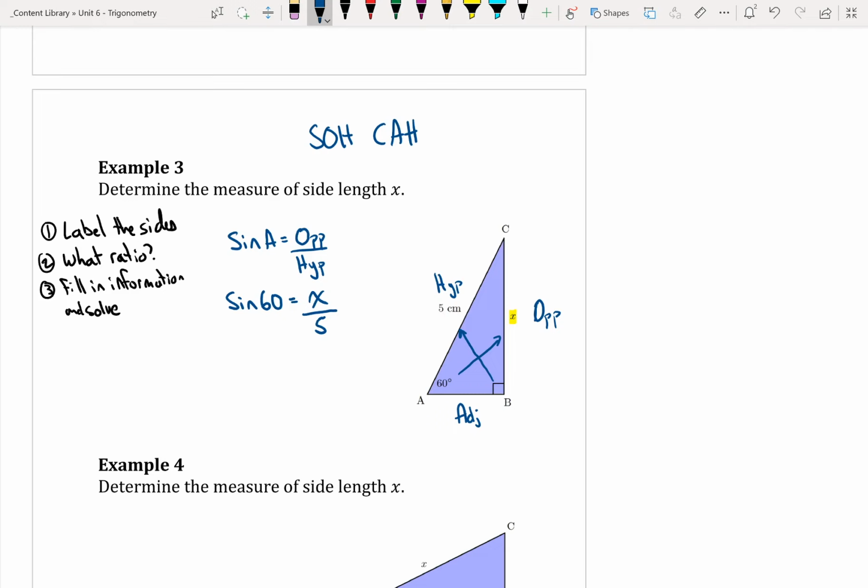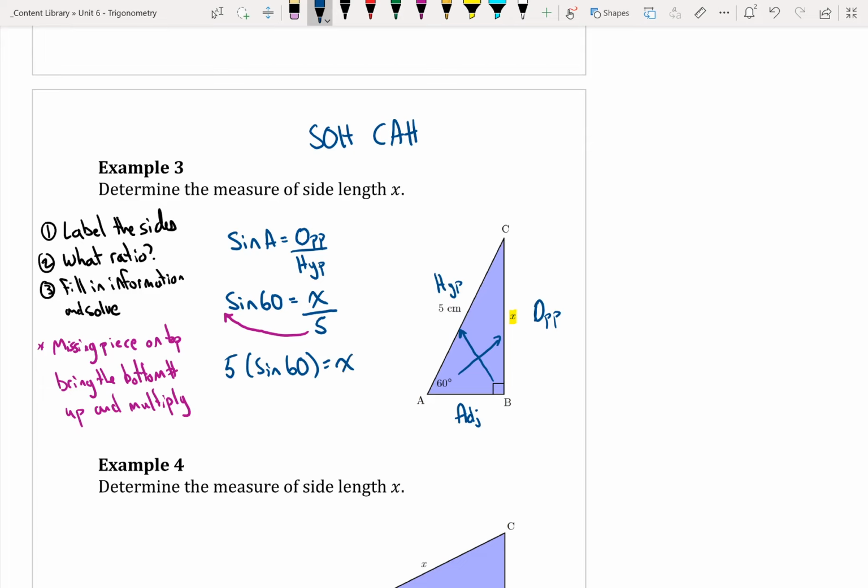And the nice thing to do, we're going to put another little pointer here. So when we say missing piece on top, in this case our variable, our missing piece is on top, we want to bring the bottom number up and multiply. So that means this 5 is coming up to the other side, and we're going to multiply. So this becomes 5 times sine 60 equals x.